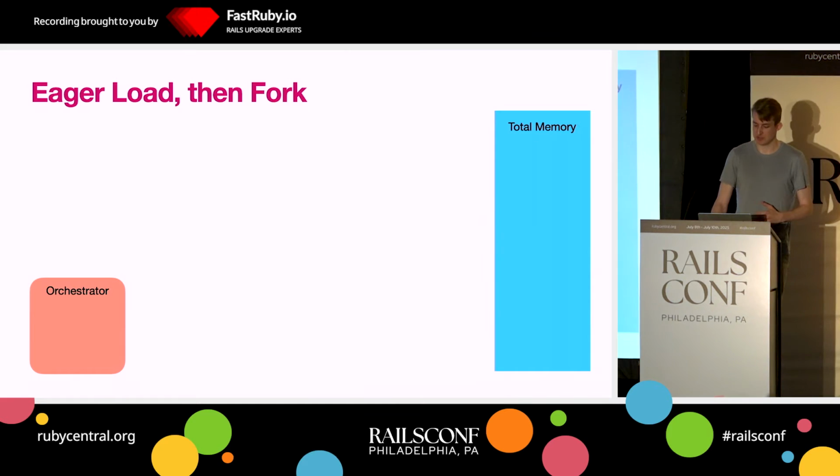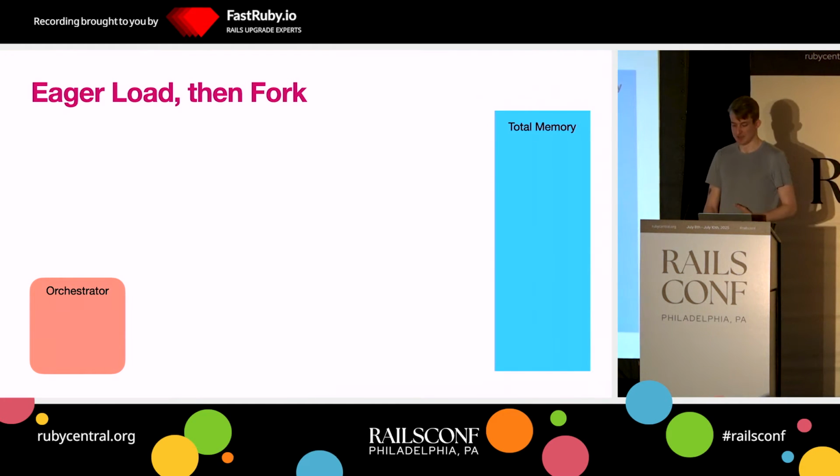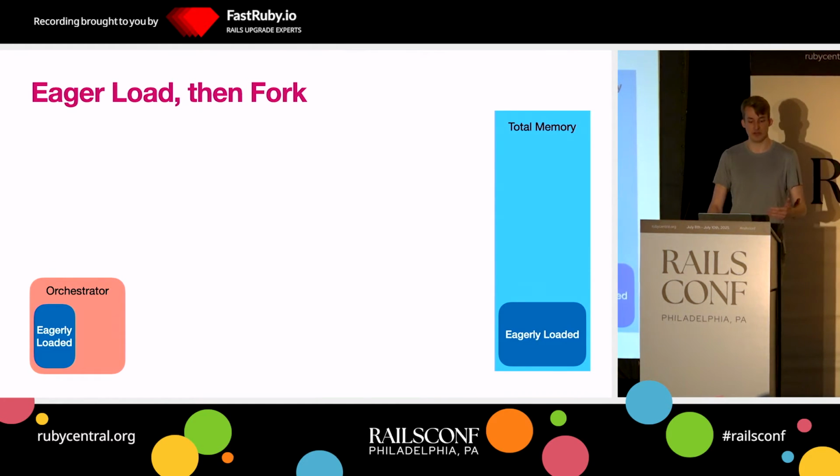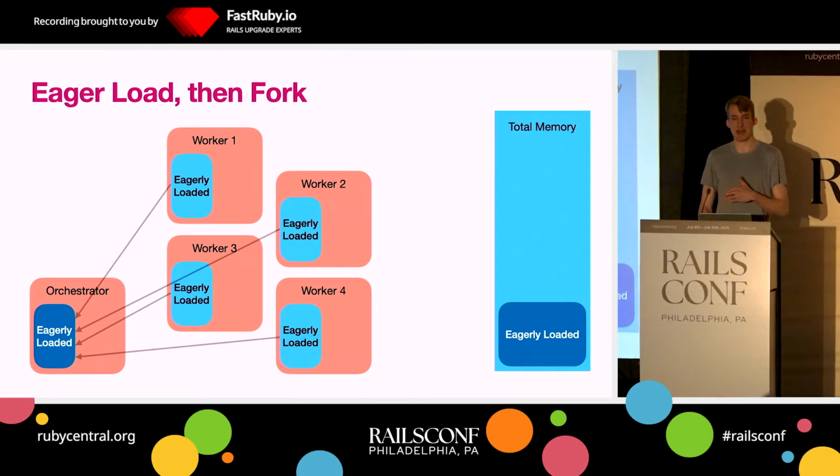Most production web servers will launch with some sort of orchestrator process that starts off by eager loading your application, and then the orchestrator will fork off a number of workers to actually handle requests. And the major benefit to this eager load then fork pattern is that the workers are able to share a lot of their memory due to an optimization called copy on write, which applies as long as the memory isn't changed.